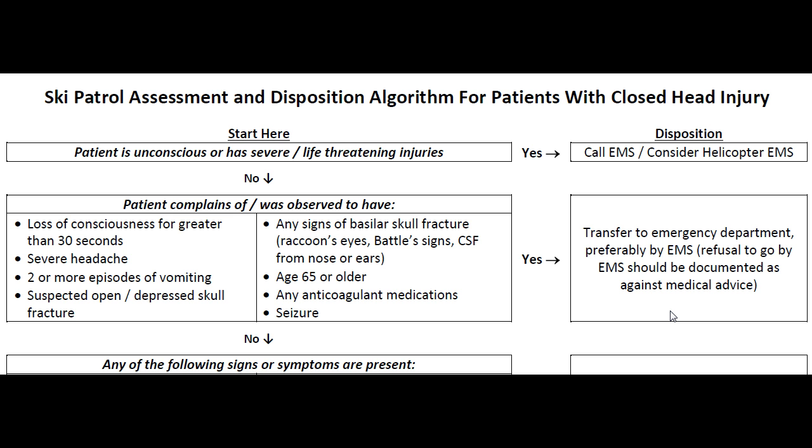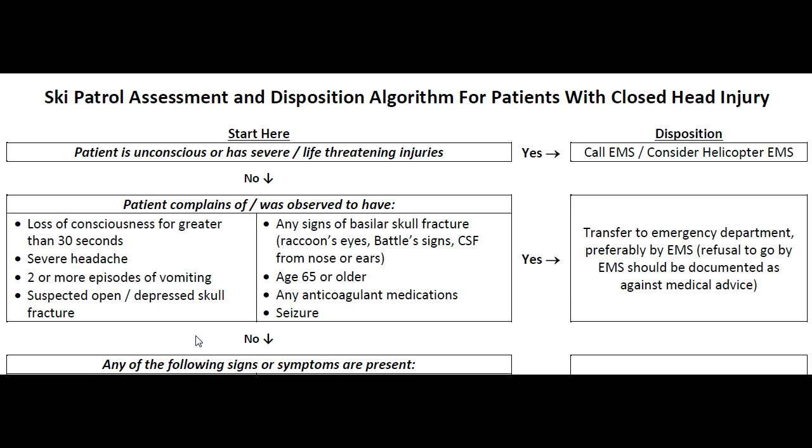So if they refuse to go by EMS, and if they have capacity to make that refusal, which they may not with a closed head injury, but if you assess them as having capacity to refuse care and they don't want to go by EMS, but they have one of those findings that makes you worry about intracranial hemorrhage, then you should document that as against medical advice and use whatever forms your patrol uses as appropriate.